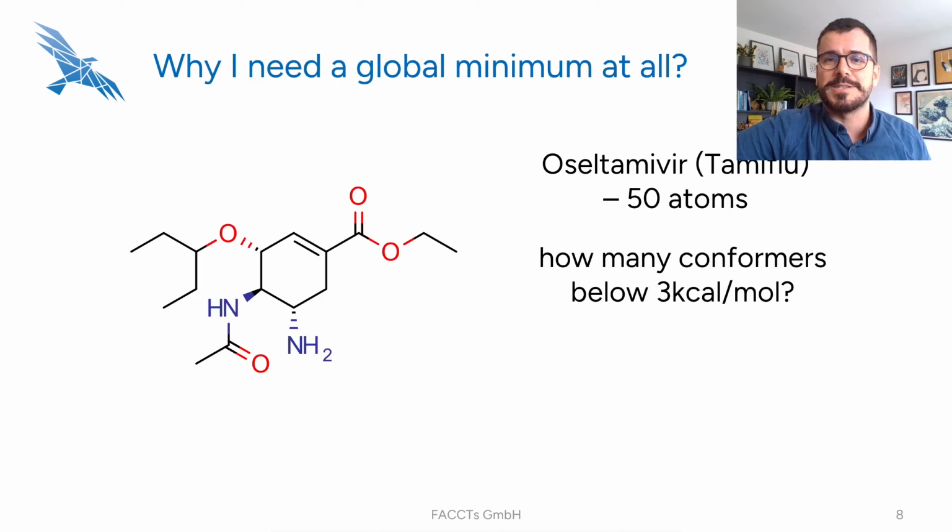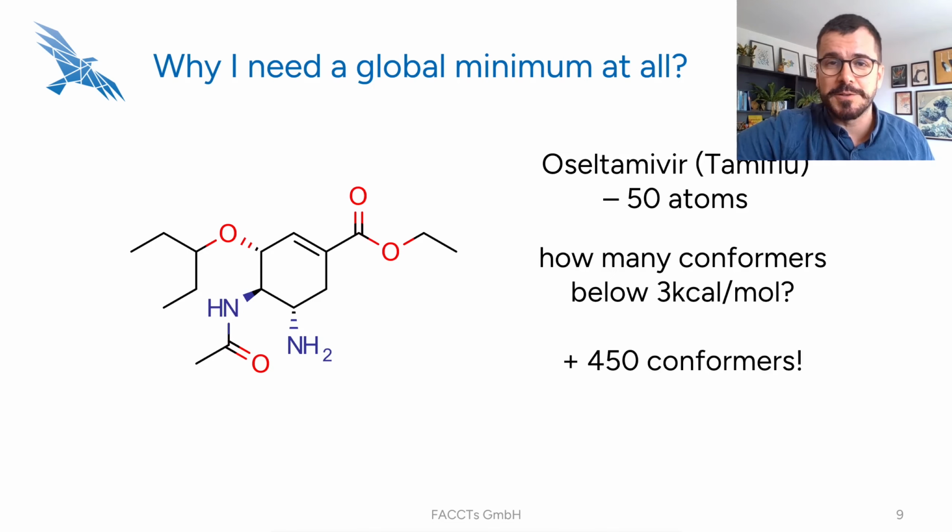Let's take a different system. So let's take oseltamivir, which is an antiviral drug, an important one. 50 atoms. There's a ring. It doesn't seem to be too flexible. How many conformers would you guess there are below this 3 kcal energy range? Well, there are more than 450 on the XTB potential energy surface at least.